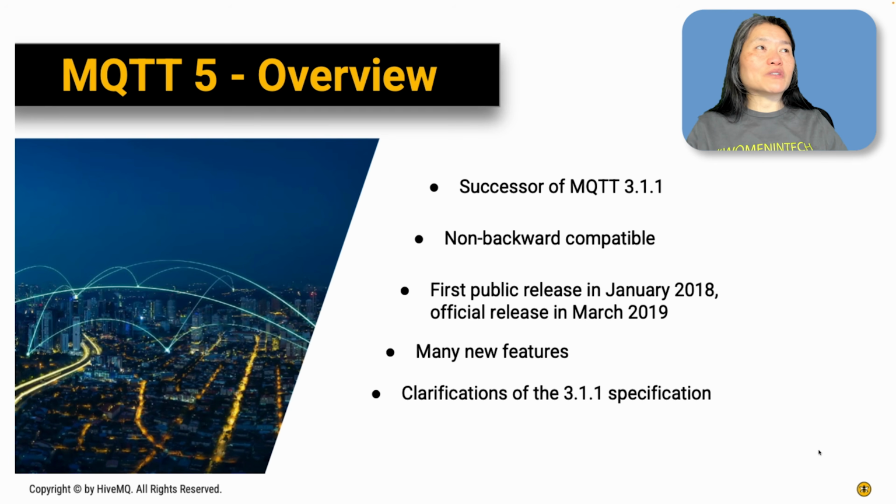And now let's take a look at MQTT5. Now this I will go a little bit faster, because there are a lot more details and it's beyond the scope of this particular session. Just want to give you a taste of it, right? So MQTT5 is the successor of MQTT 3.1.1 and is non-backward compatible. Its first public release was in January of 2018, and the official release was in March of the year after, in March of 2019. Many new features, and essentially, to sum up, it is clarifications of the 3.1.1 spec, as well as adding in the cloud native capability, as I mentioned earlier too.